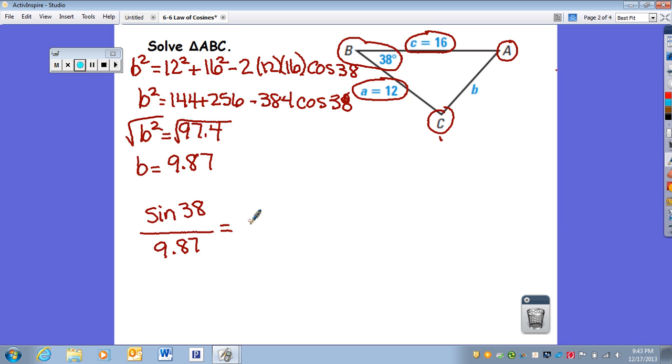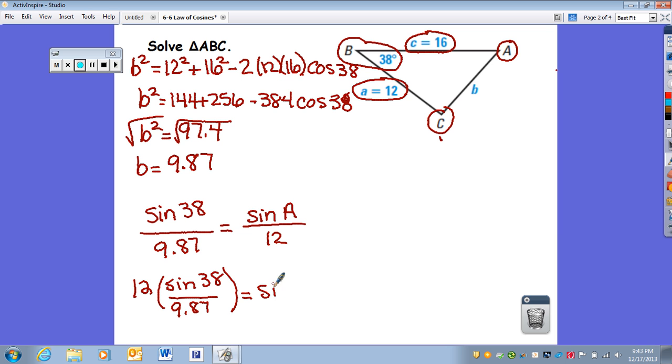And I can set that equal to the sine of angle A as compared to its side measurement, which is 12. So what we need to do then is to multiply both sides by 12, and then we'll multiply that by the sine of 38 divided by 9.87, and that's going to equal the sine of angle A.